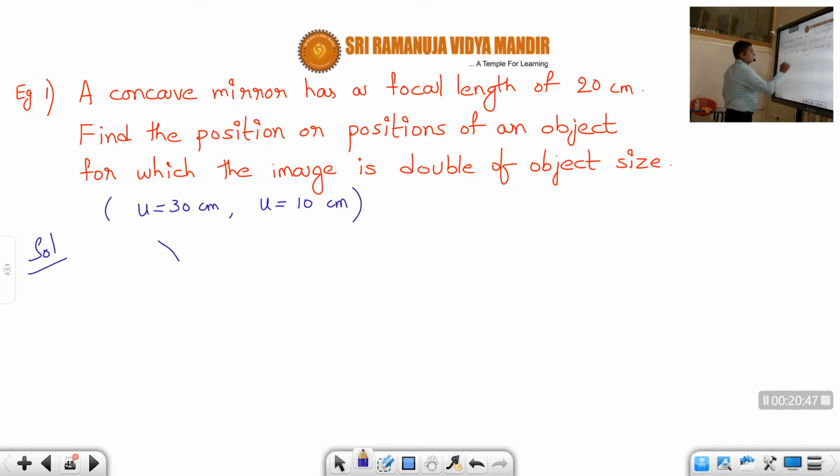A concave mirror is there whose focal length is 40 centimeters. And we know that the sign of focal length for a concave mirror is negative. Now find the position or positions of the object.